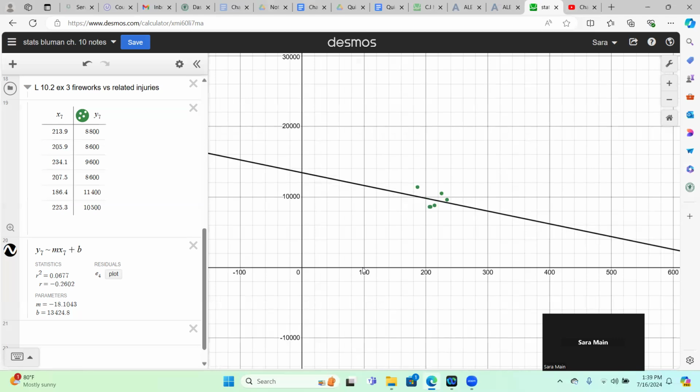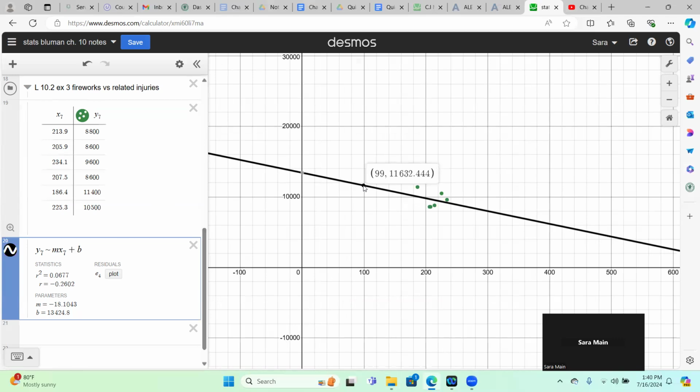And we wanted to predict, I'm just going to zoom out here for a minute, when there are 100, which is interesting because we really should never be predicting outside of the data we have. And because 100 million fireworks is less than what we have, the lowest one we have is 186 million, but we're going to go ahead and just click on it and see what the prediction is.